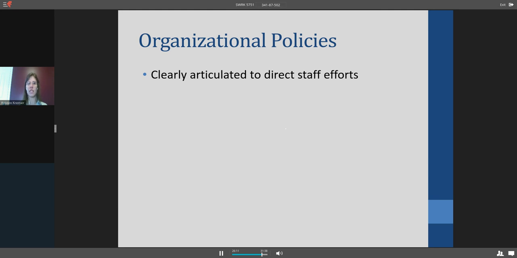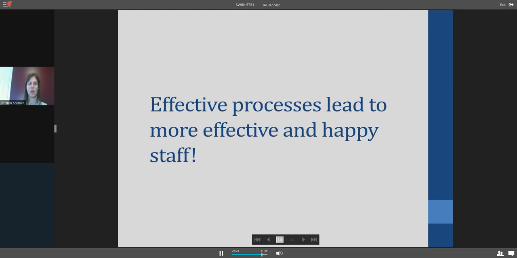But having all of these clearly articulated, spelled out in a handbook that is easily accessible to staff and provided to staff is really important, so staff is aware of their responsibilities and what's expected of them. Because when you have effective processes, you have more effective and happy staff. Happy staff in social work is always positive. It's always something you want to strive for. And hopefully happy staff leads to effective staff.